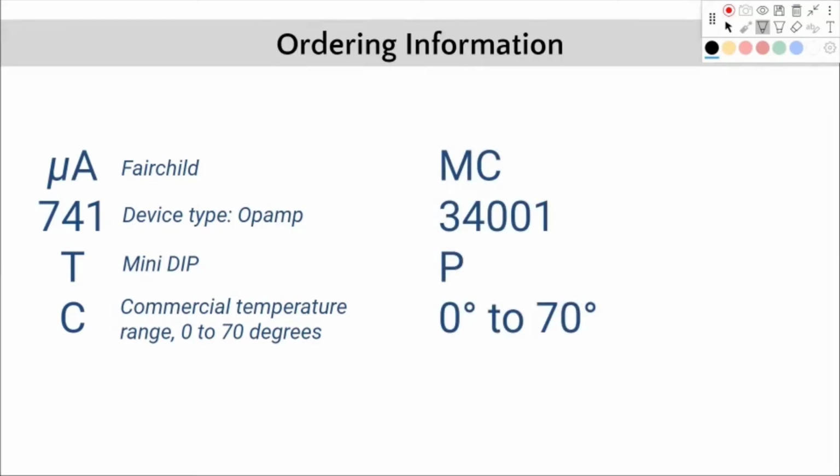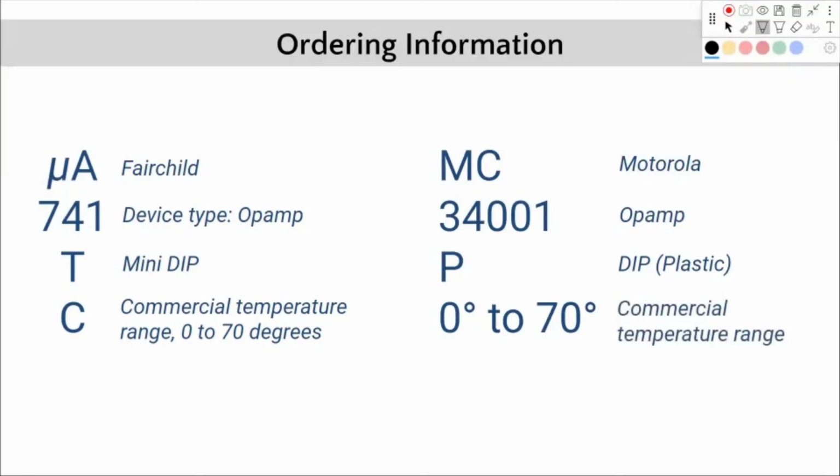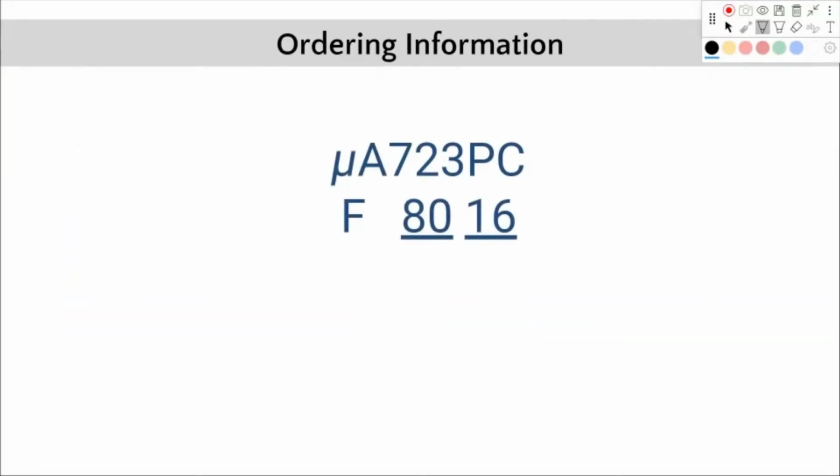Similarly, MC34001P 0 to 70. MC is coming from Motorola. 34001 is again an op-amp. P stands for DIP, but plastic. And 0 to 70 degrees dikh raha hai that it's a commercial temperature range. This is the name, MU-A723PC. So MU-A आपको पता है comes from Fairchild. 723 I just told you in an earlier slide. Voltage regulator. P will be some packaging, and C is temperature range, right?